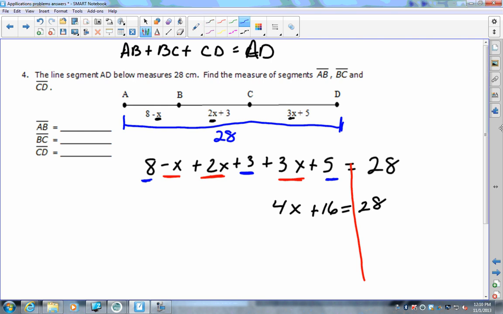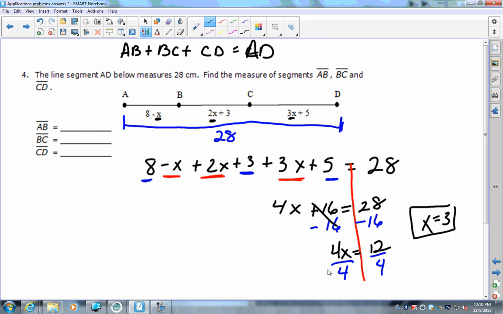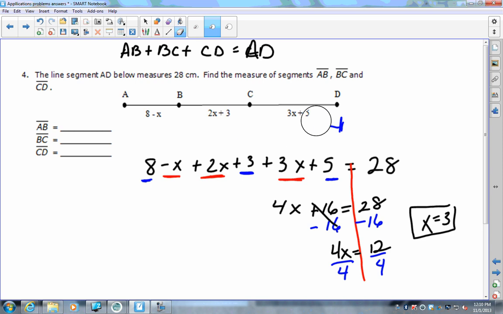Now we solve, and we subtract 16 from each side. I get 4x equals 12. Divide by 4. x equals 3. Okay. So now you've got to go back up here and you've got to find each one of the segments. This one says 8 minus x. What's x? 3. What's 8 minus 3? 5. So AB is 5.